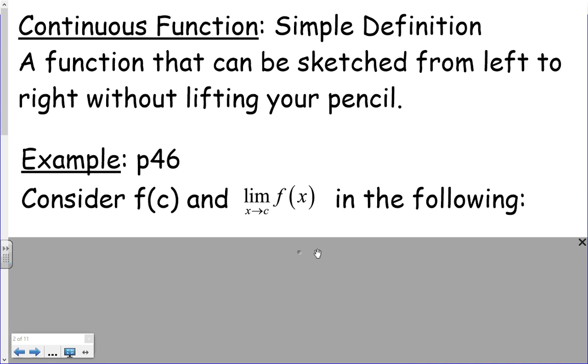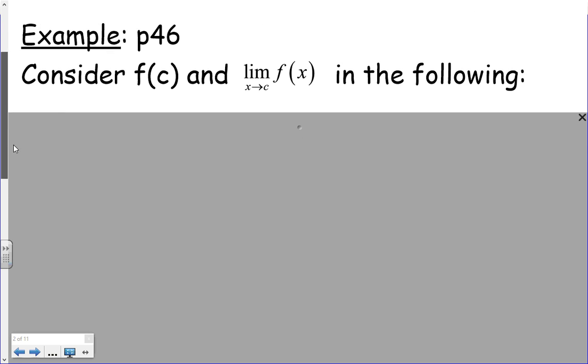To do that, we're going to take a look at some graphs of functions, and we're going to consider whether they are continuous or not, just based on that simple definition. And in particular, I want to look at two things with each of these functions. I want to consider what's happening with f of c, that is the actual function value itself, versus the limit of f of x as x goes to c. Consider those two things and see what happens here. So let's start out with some discontinuous functions.